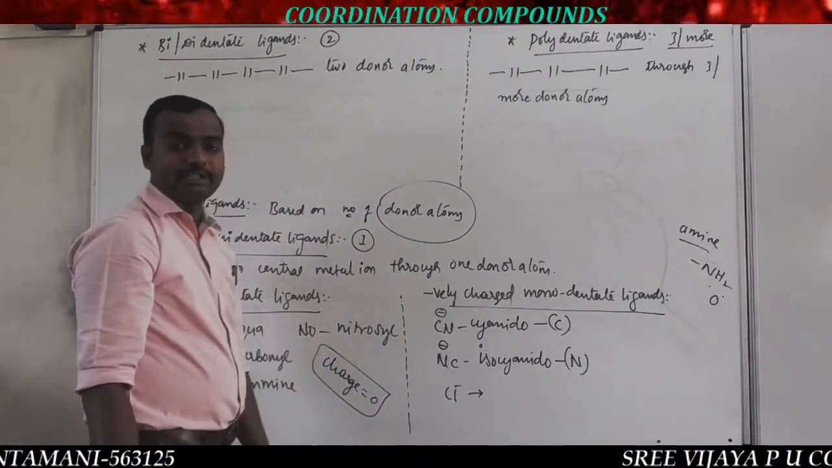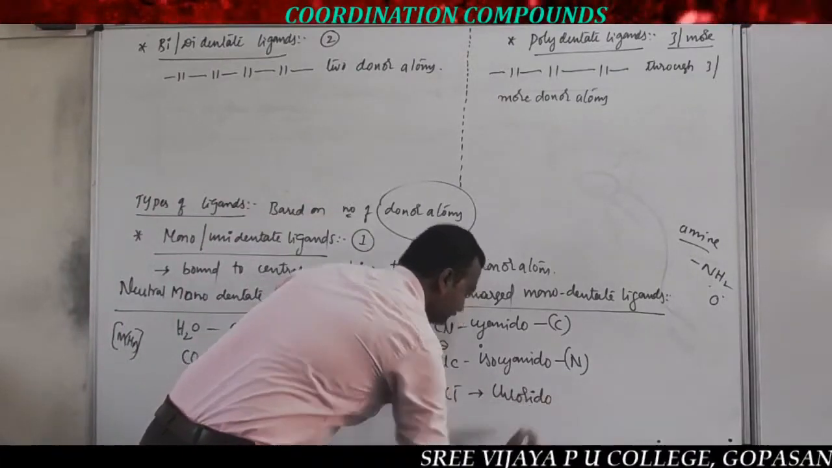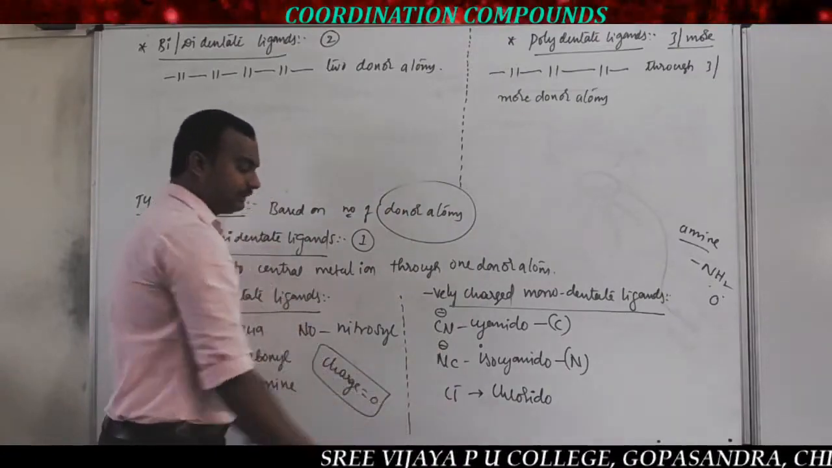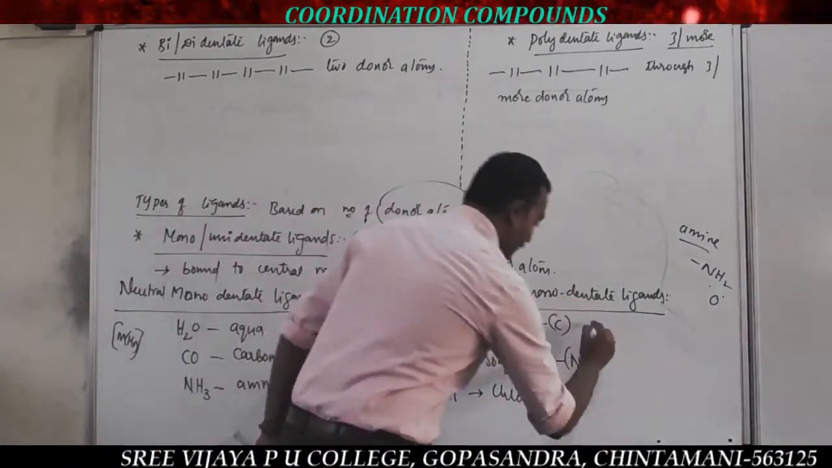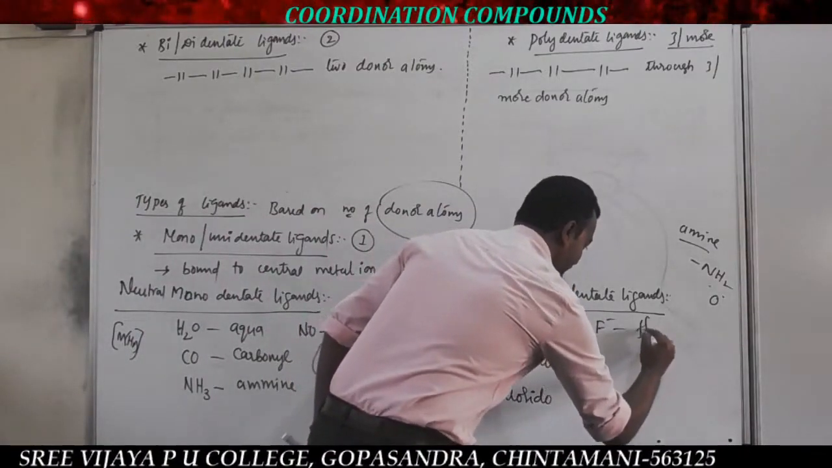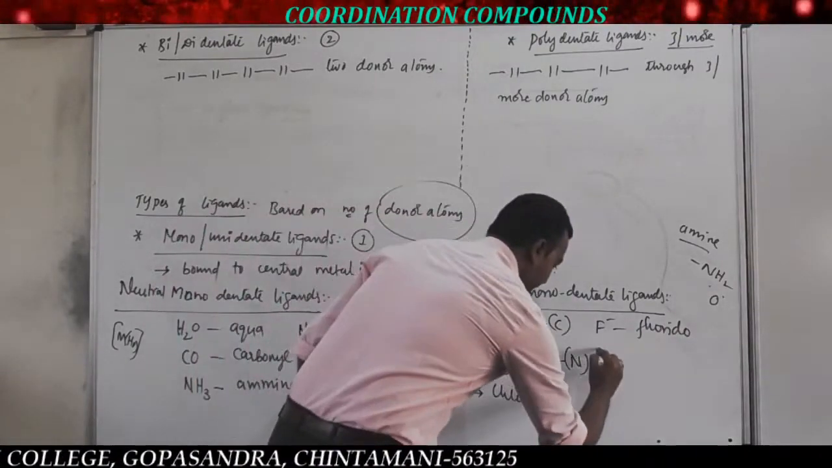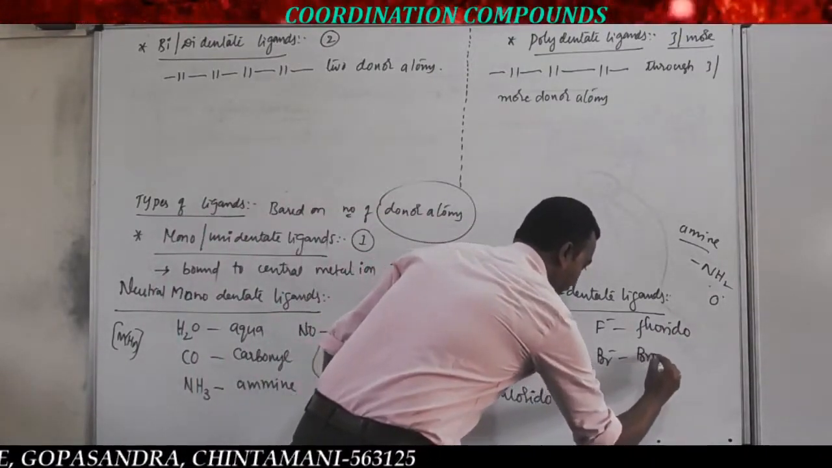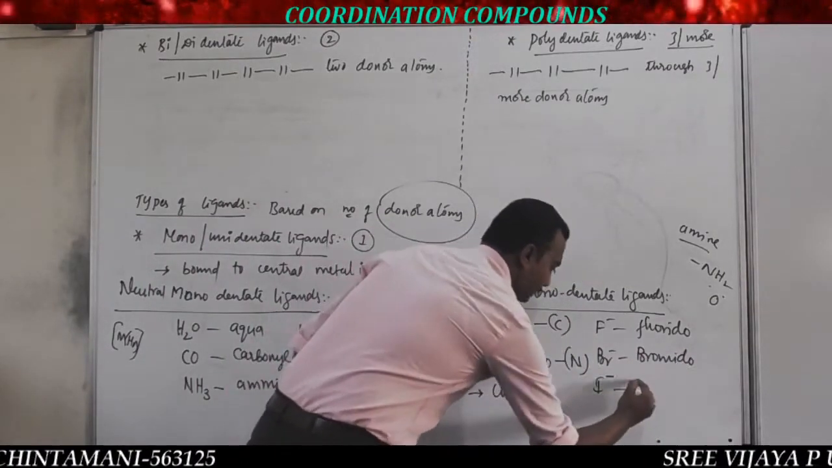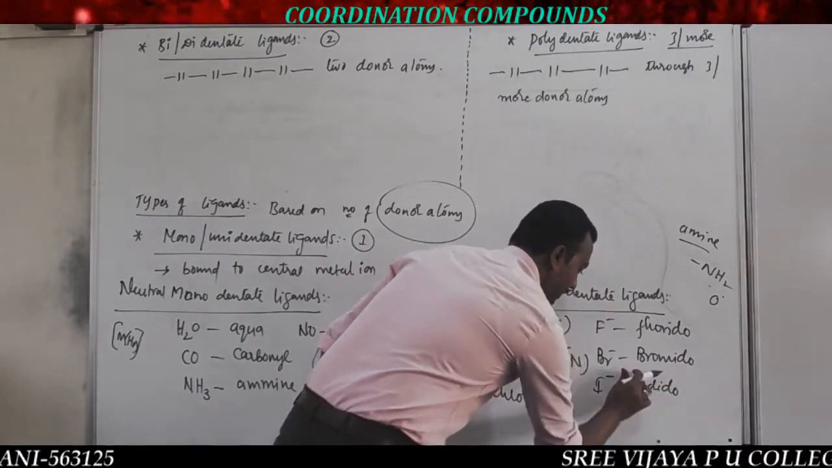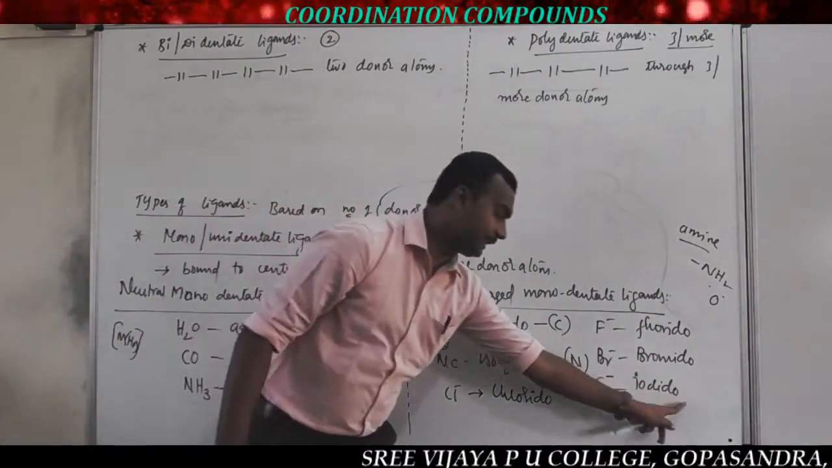Similarly, one more example, Cl minus. Commonly it is called chloride, and in coordination chemistry Cl minus is called chlorido. Here the ligand is one ion, a single species that is itself the donor atom. F minus is called fluorido. Next, Br minus is called bromido. Next, I minus is called iodido, not iodo. Iodide becomes iodido. The name ends with O.